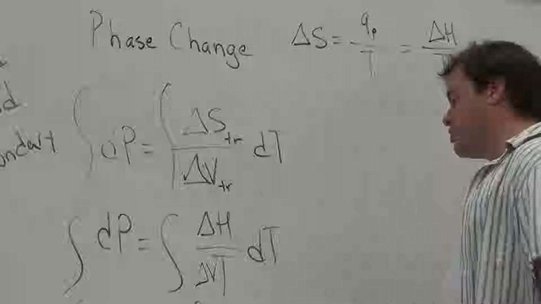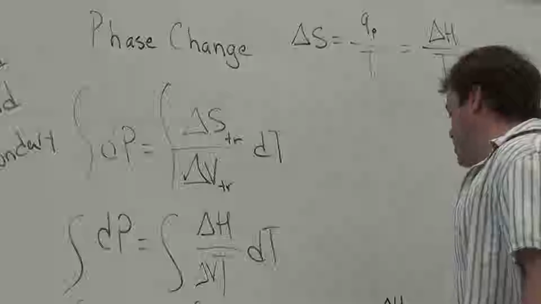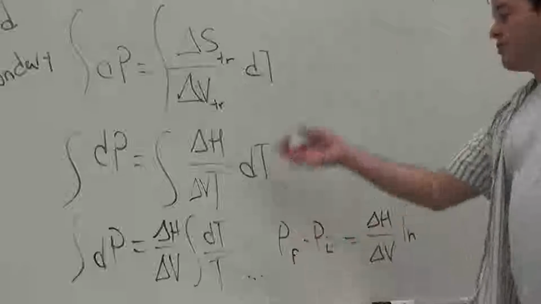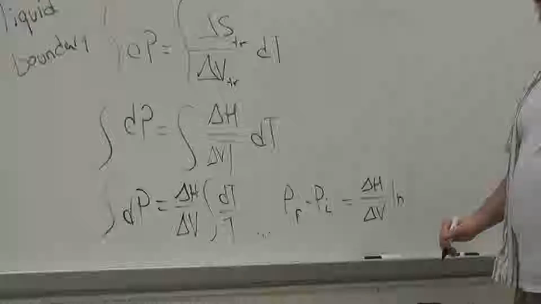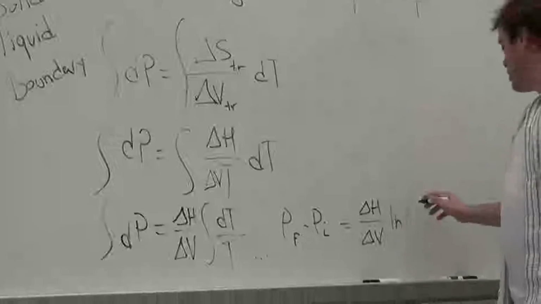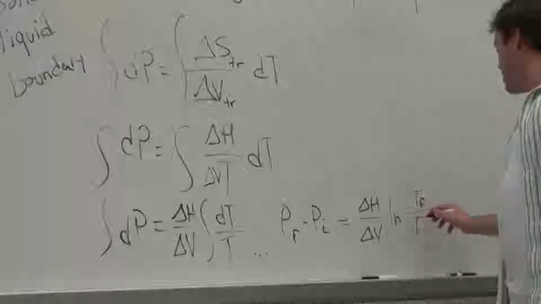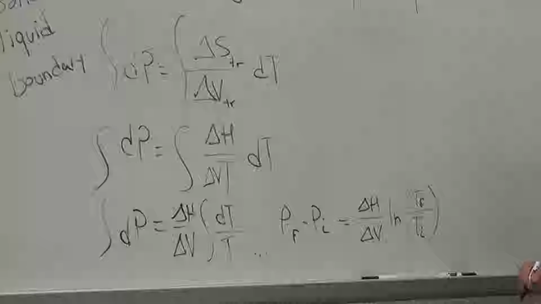And say that's equal to delta H over delta V times the integral of dt over t, which is the natural log of t. And we found that when we evaluate that between the initial and final conditions, we get t final over t initial.